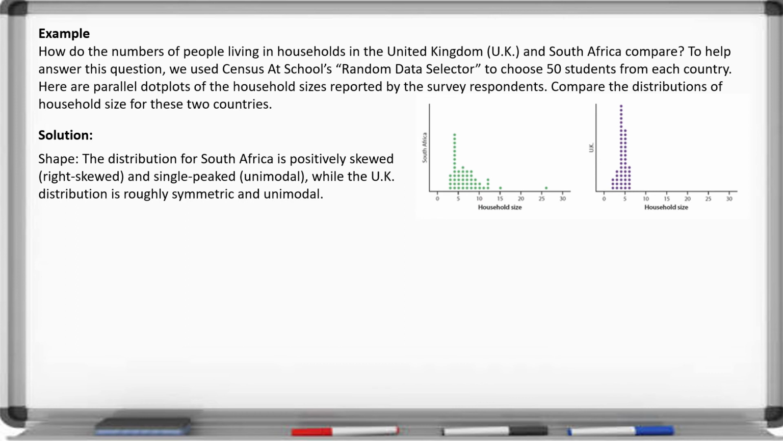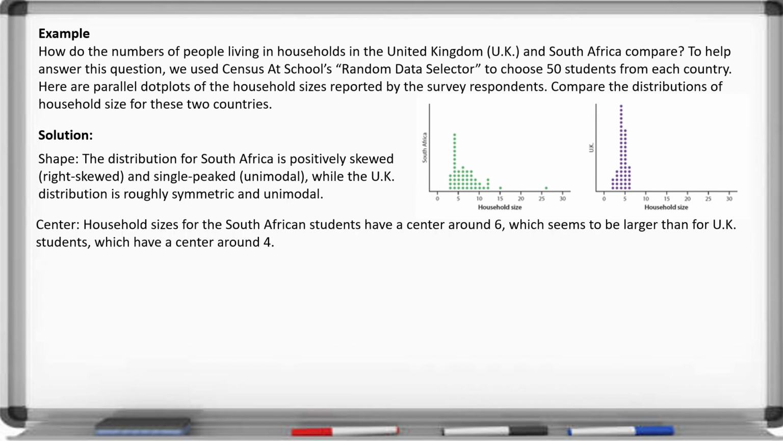The UK distribution is roughly symmetric on both sides. If you were to cut it in half, it is roughly symmetric, and it has one peak, so it's unimodal. Now, as far as the center goes, the cluster for South Africa seems to be around 6. For the UK, the center is around maybe 4 or 5. So it seems that the South African students have a greater measure of center than the UK household size. On average, it seems to be greater.